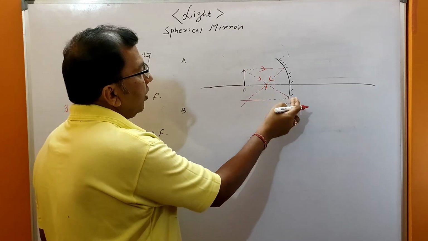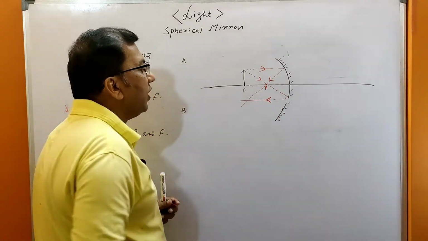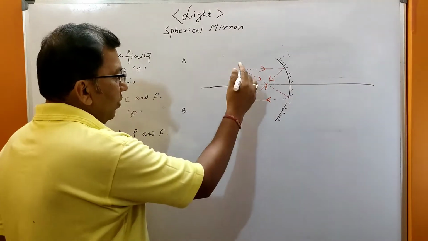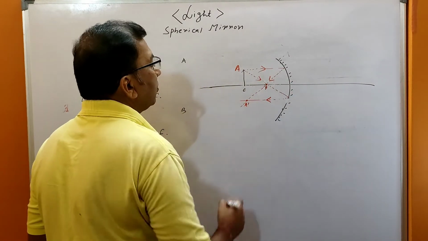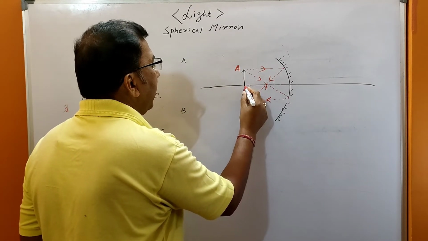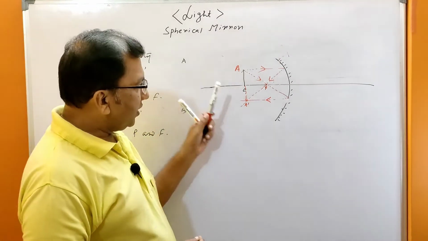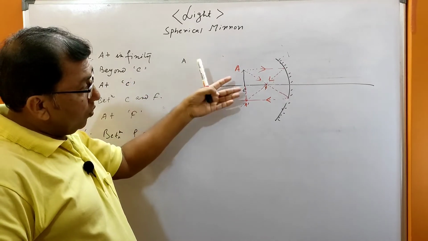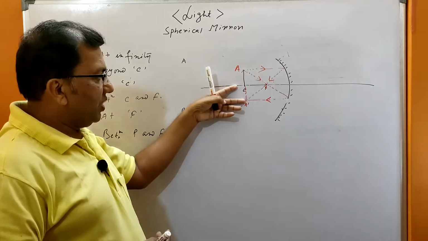Same. Then the focus. It will return back parallel to the principal axis. Okay. They meet out here. That means point A, out here A dash. This is the image size, position of image. An object situated at the center of curvature, the image will be at the center of curvature. Clear?